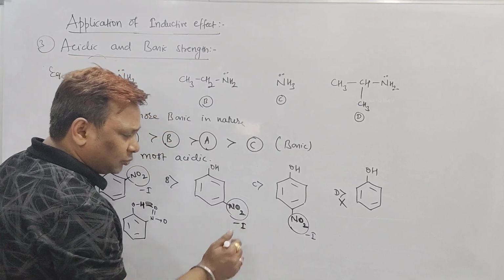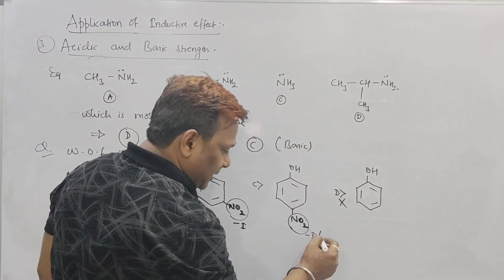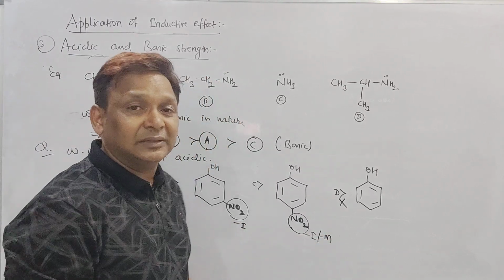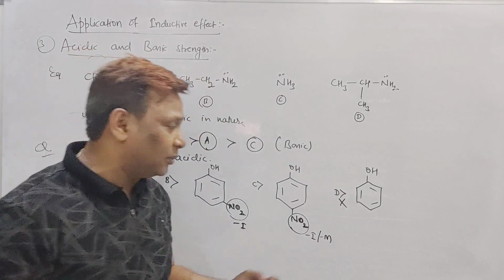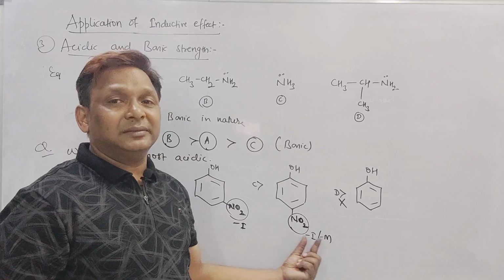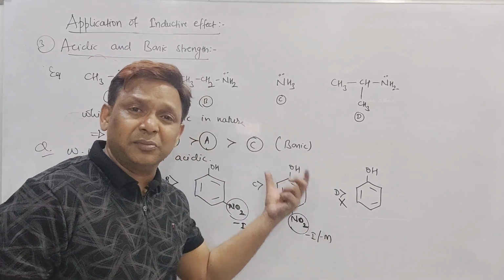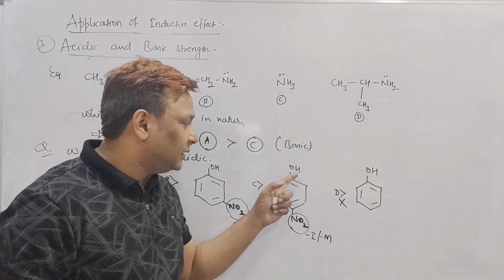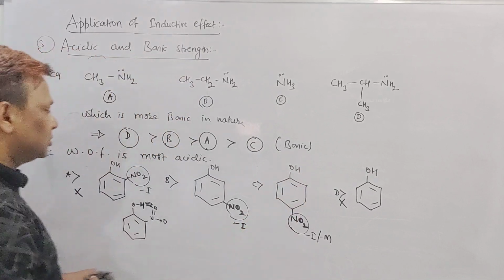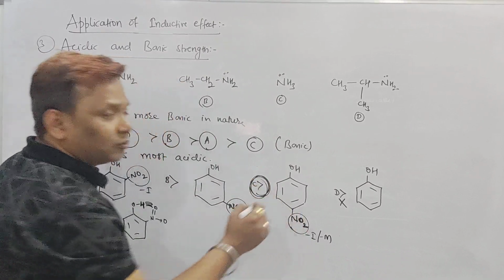Beta, in the meta position only minus I is there, minus M never works out. But in the para position, minus I and minus M are both there. Till now I didn't teach you minus M, but I will tell you, beta, the effect of minus M is very high compared to inductive. Because of this minus M, it has more tendency to withdraw, and it can easily lose the H plus ion. So which of the following is the most acidic, sir? The para compound is the most acidic.